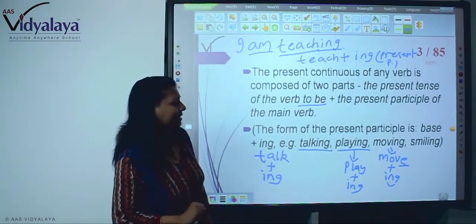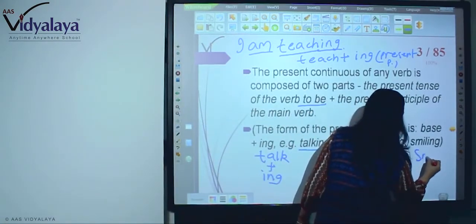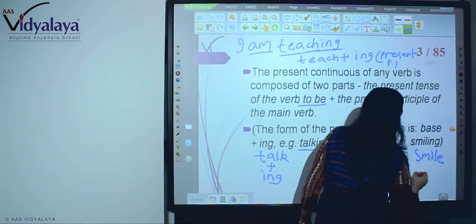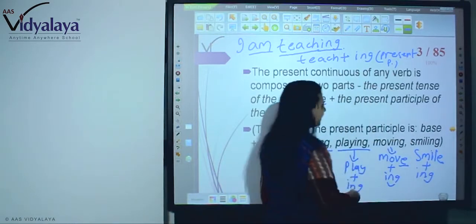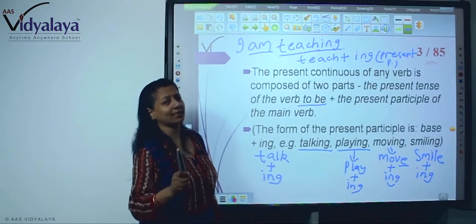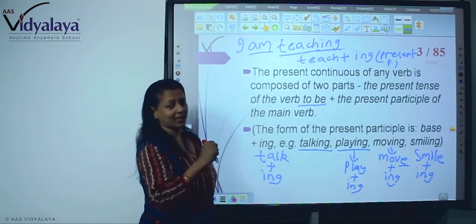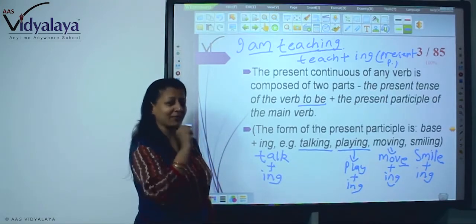Now smiling, same thing, smiling. If you write the base verb, it is S-M-I-L-E plus ing. But when you write smiling, it is S-M-I-L-I-N-G. E is omitted. E is not to be written. Here you have seen two variations, and when you go through the spellings of English words, you will find many variations.